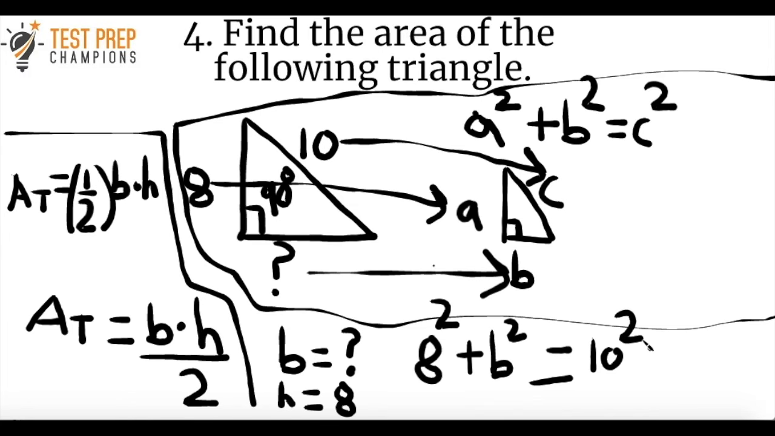Well, now what we want to do is the math here. So what's 8 squared? 8 squared is the same as 8 times 8. So 8 times 8 is going to give us 64. So we've now got 64 plus b squared equals what? Well, it's equal to 100.